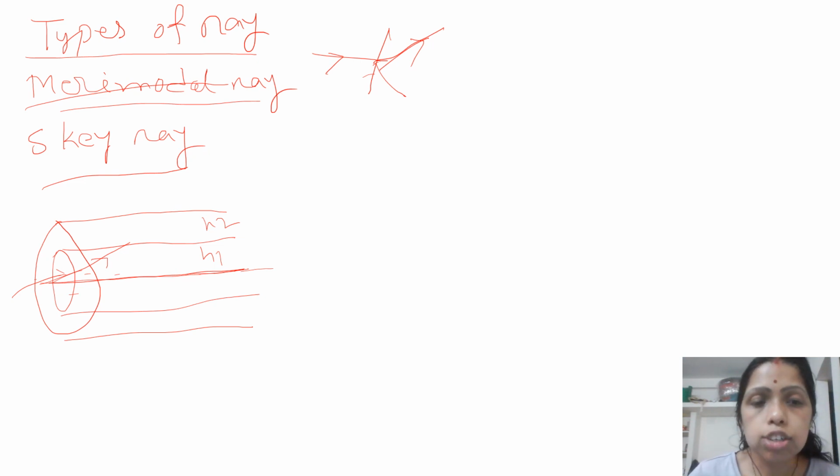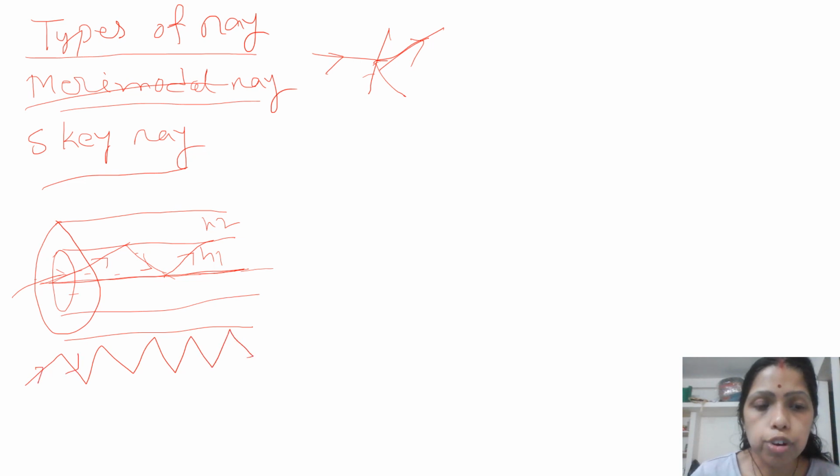In the case of the meridional ray, there is a change in direction only when it hits the interface of eta 1 and eta 2. There is a change in the direction of the incident light, which follows total internal reflection. Again, when it hits the interface of the core and cladding, only then will the direction of the ray change. That means it is following a zigzag path.